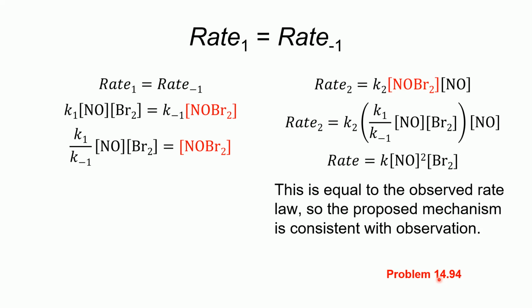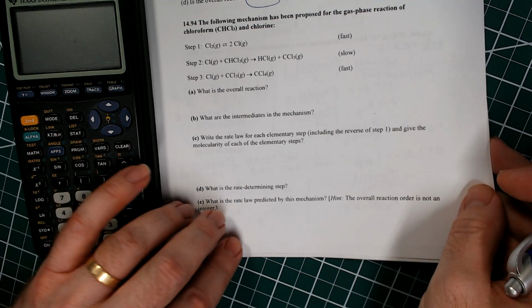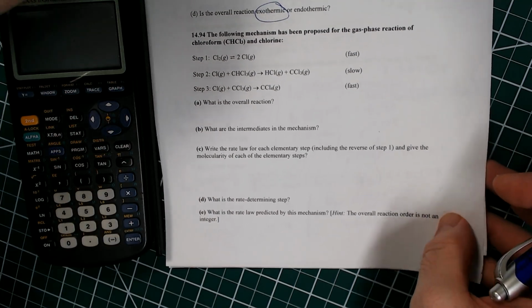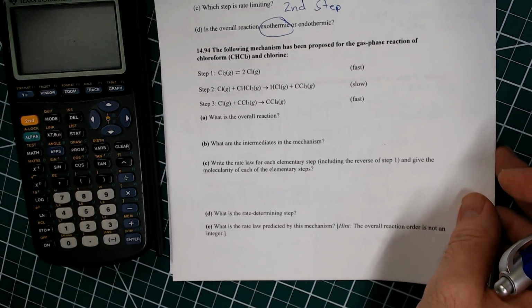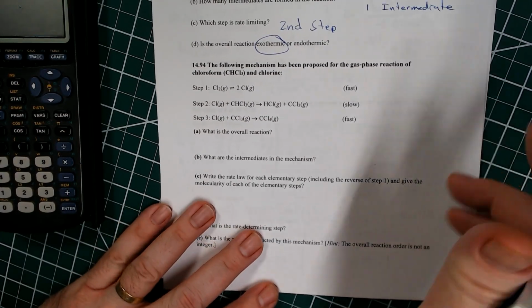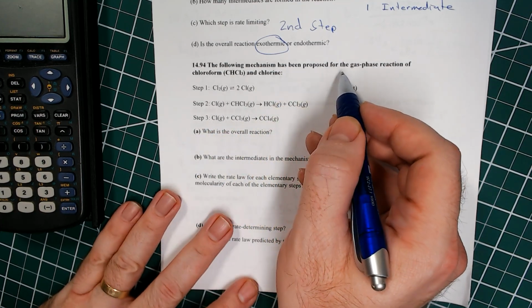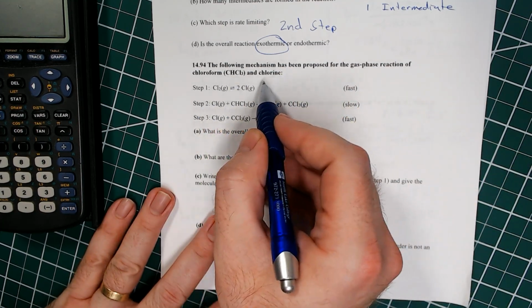All right, we're going to look at number 94. All right, so here is number 94. And we don't even need that calculator, so we're going to scoot that over. Okay. So the following mechanism has been proposed for the gas phase reaction of chloroform and chlorine.